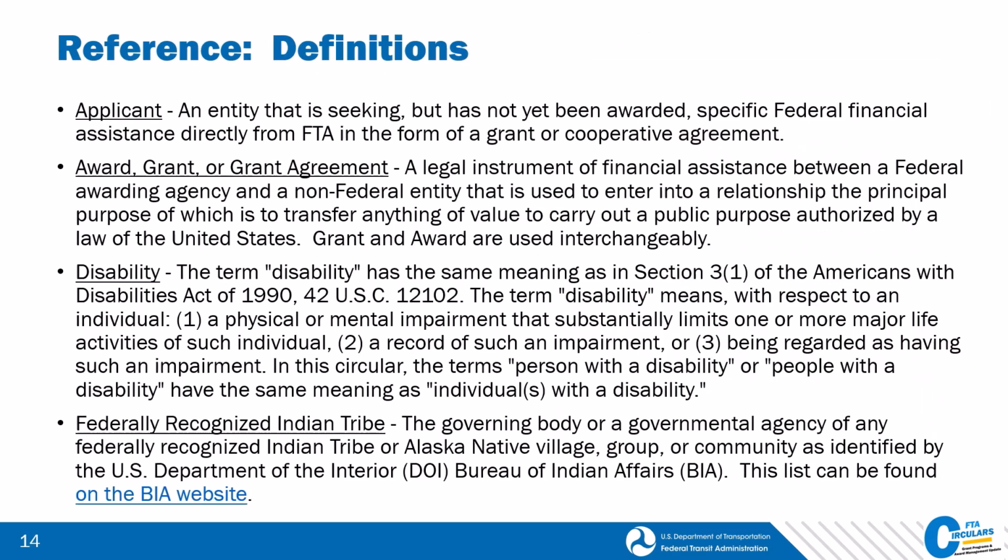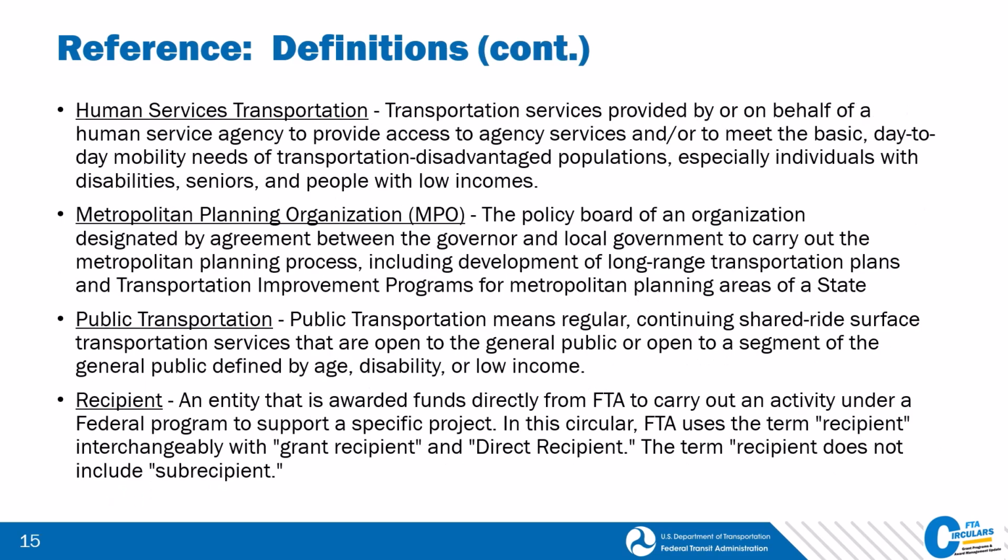Here is a list of relevant definitions that correspond to terms that will be used in the circular and in this presentation. I would like to highlight the following terms that I will be using. The term disability has the same meaning as in Section 3, Part 1 of the Americans with Disabilities Act. In this circular and presentation, the terms person with a disability or people with disabilities have the same meaning as individual with a disability. The term human service transportation refers to transportation services provided by or on behalf of a human service agency to provide access to agency services and/or to meet the basic day-to-day mobility needs of the transportation disadvantaged, especially older adults, people with disabilities, and people with low incomes.